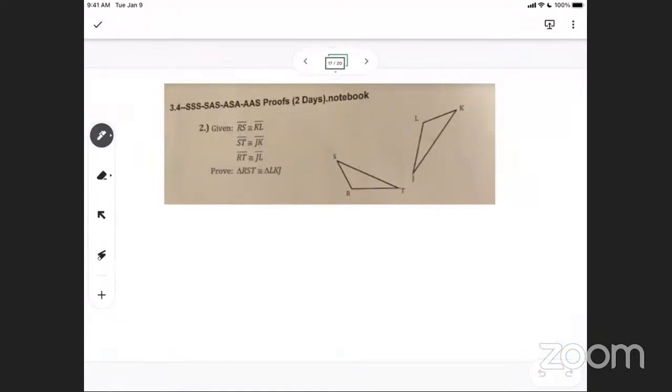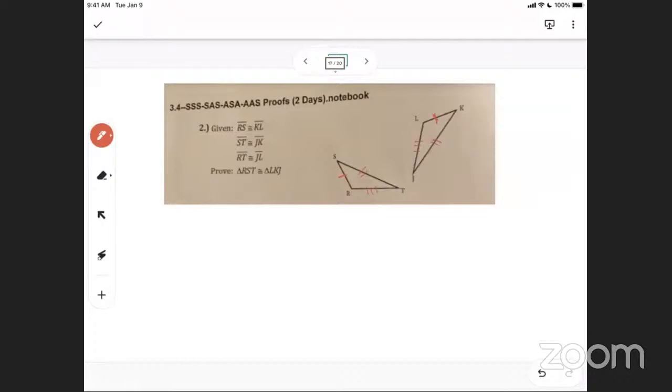So the next question, let's try this one. So what are they given? So again, I'm going to write what I'm given. RS, so this side is congruent to KL. Okay. So I'll put 1 tick mark on that. ST, I'll put 2 tick marks on ST and 2 tick marks on JK. And then RT, I'll put 3 tick marks, is congruent to LJ. 1, 2, 3. And now they want us to prove that RST is congruent to JKL.